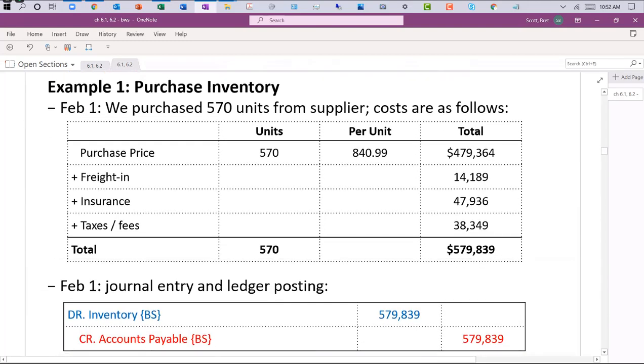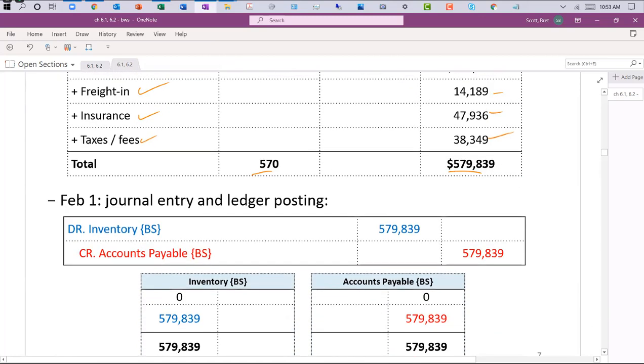So to give you an example of how this all plays out, assume that we purchased 570 units from our supplier. The costs are as follows. We have a purchase price of the 570 units, so the total amount, just the cost of the units, it's a lot of money there, is $479. So imagine this is like the iPhone 21 or something like that, right? These are really expensive phones. There's the freight in of 14,000. We paid some insurance of 47 because, hey, these things are fragile and very expensive to replace. Taxes and fees, taxes suck, but that's the way life is. So for 570 units, we paid $579,000.